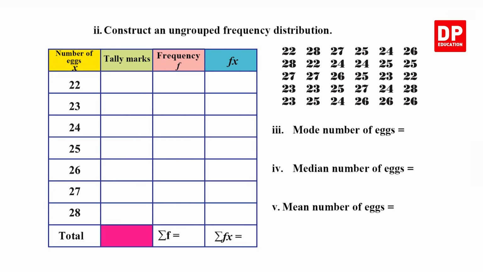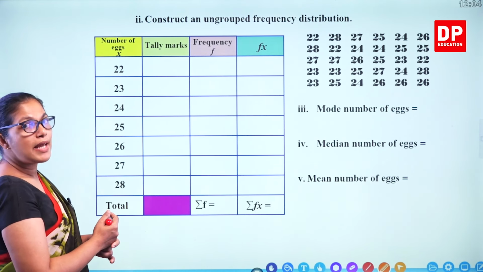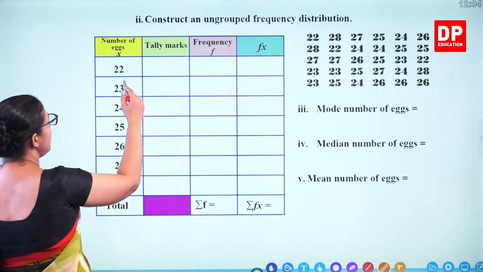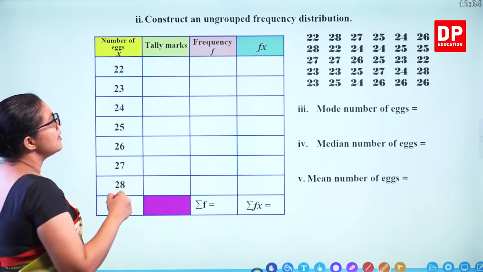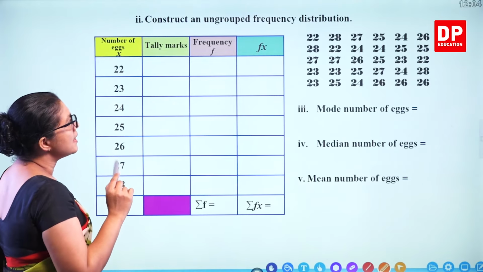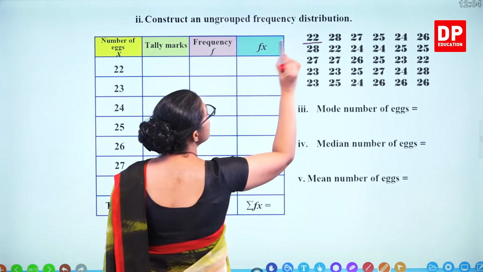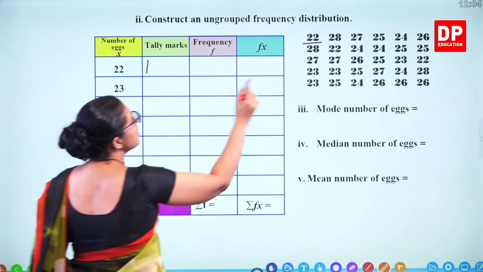Construct an ungrouped frequency distribution from this. So we can make a tally mark and count how many numbers are there for one particular number. So 22. So we can first underline and put the tally mark.